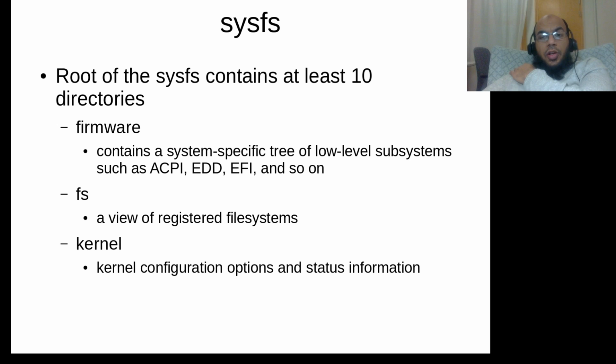Then you have firmware, which contains a system specific tree of low level subsystems, because not all architectures are the same, so you have some system specific functionality, and this goes into the firmware. FS will give you a view of the registered file systems, and here we're talking about the real file systems that communicate with your hard disk, for example. And kernel would show you the kernel configuration options and some status information.